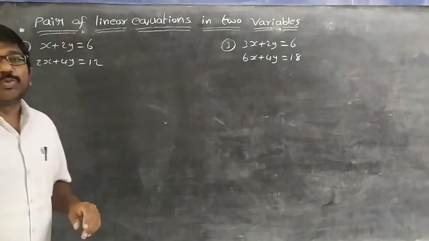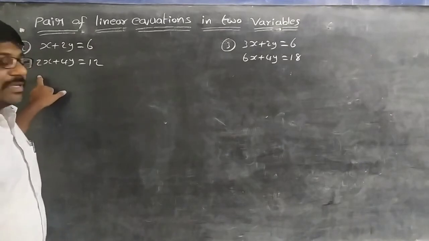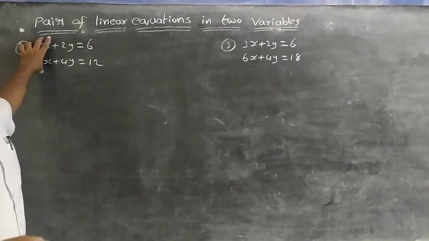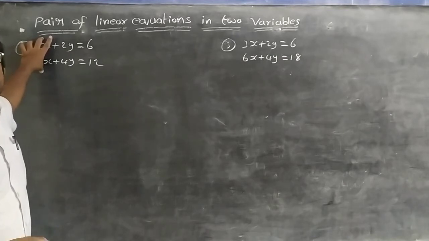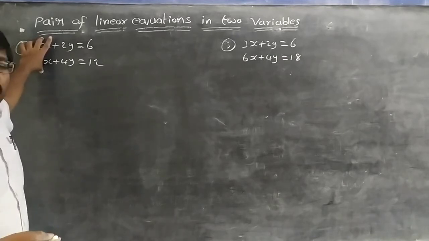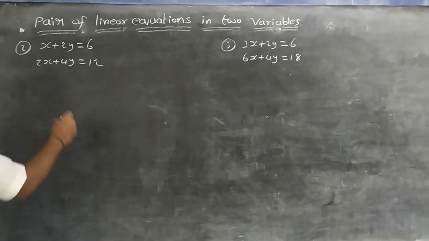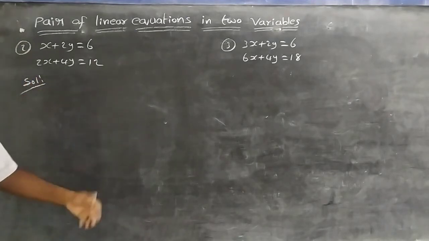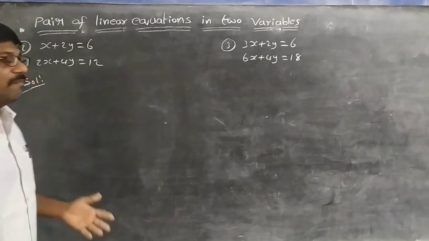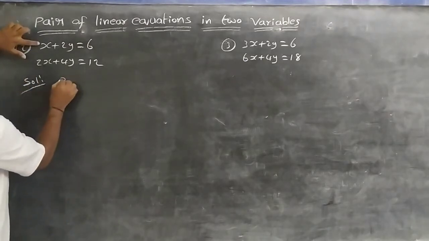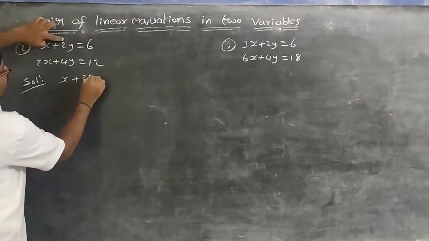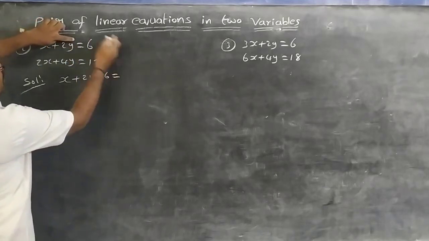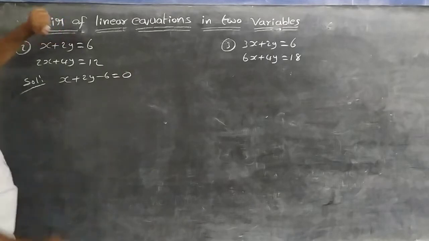Next, go for the next two problems. Same: the system of equations has a unique solution, many solutions, or no solutions. Now we have to check, right? First of all, write the given system in general form. x plus 2y plus 6 will become minus 6 after taking from right to left, is equal to 0.